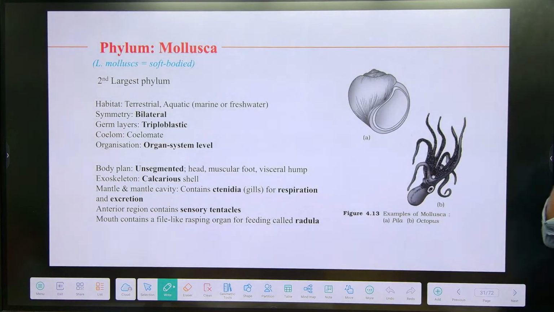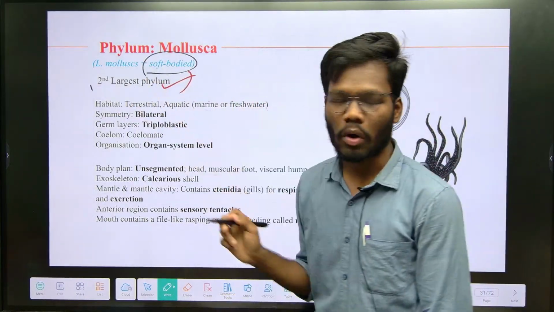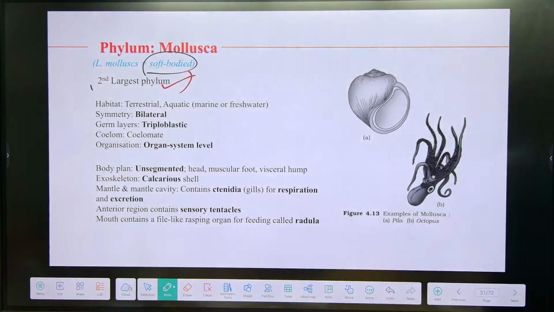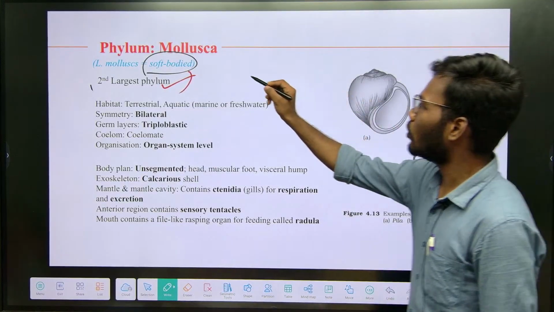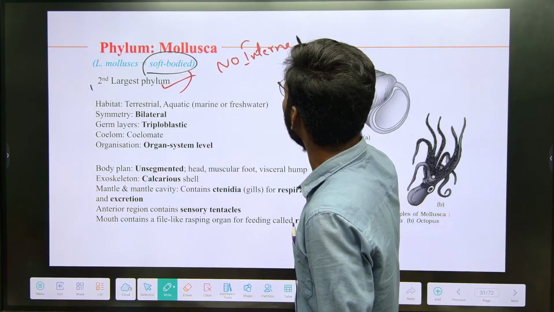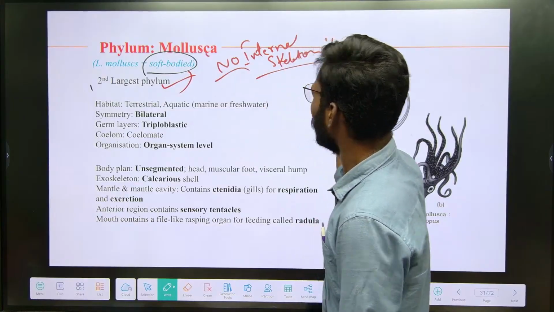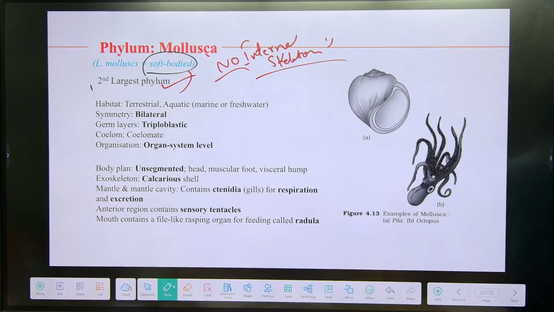Coming to Mollusca, this is the second largest phylum. These mollusks are called soft-bodied. Why are these Mollusca called soft-bodied? Because there is no internal skeleton. That's why these molluscans are called soft-bodied animals.